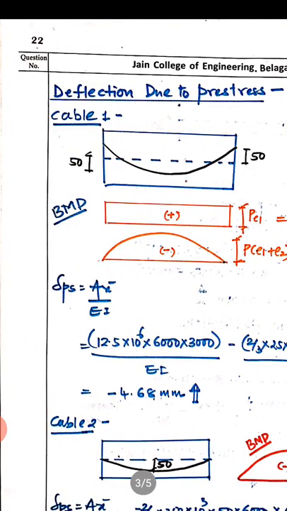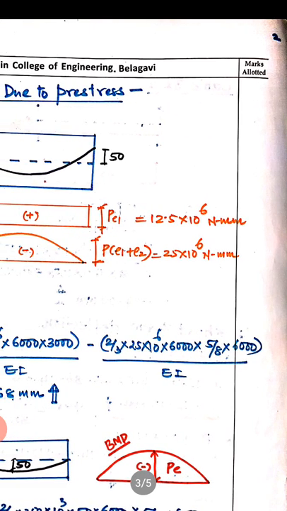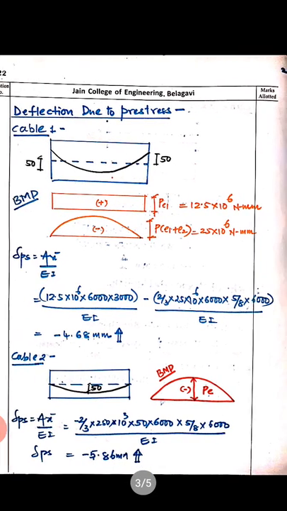Cable number 1, what was given? Cable number 1 is parabolic with eccentricities. At midspan the eccentricity is 50 mm below the centroidal axis, and at support again 50 mm above the centroidal axis. So in this case it is shown. According to that we have the bending moment diagram, that is plus P into E1, and minus P into E1 plus E2. So we can calculate the magnitude of that. By using that magnitude, and using Mohr's moment theorem, we can calculate delta PS equals A x bar upon EI. 12.5 is P into E that we have. Again we can calculate A x bar upon EI. So we got the deflection due to prestress because of cable number 1 as minus 4.68 mm. Minus means upward.